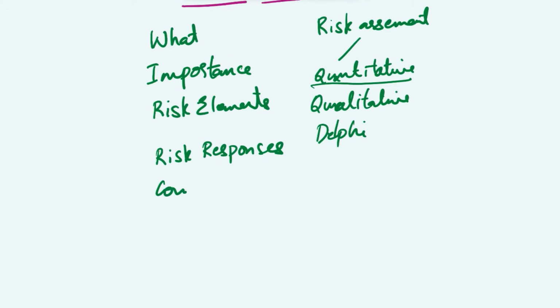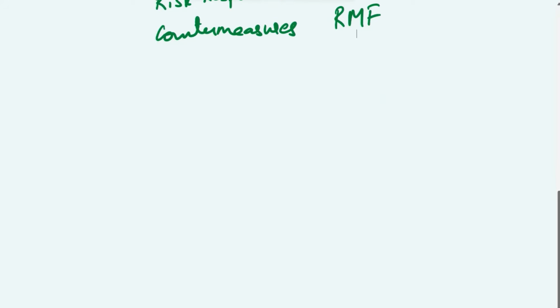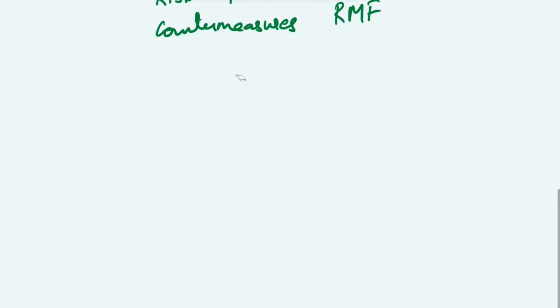And then we'll try to understand countermeasures, that is, safeguards, how to select them and how to implement them. And then we'll learn about risk management framework. This was defined by NIST in special publication 837. We'll see what are the characteristics of this framework. We'll also see the steps included in this framework. Okay, then let's start. First, we'll start with what is risk management.